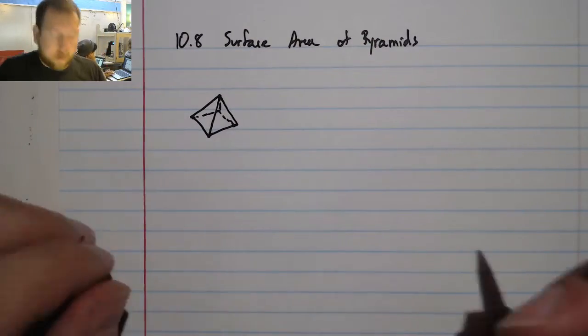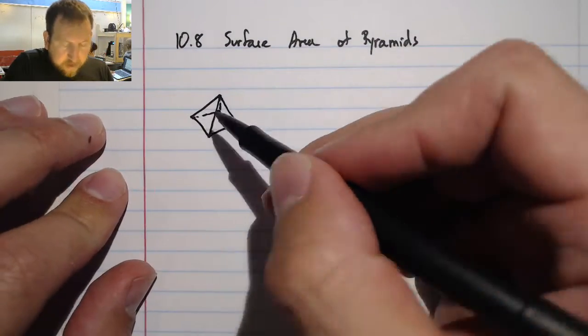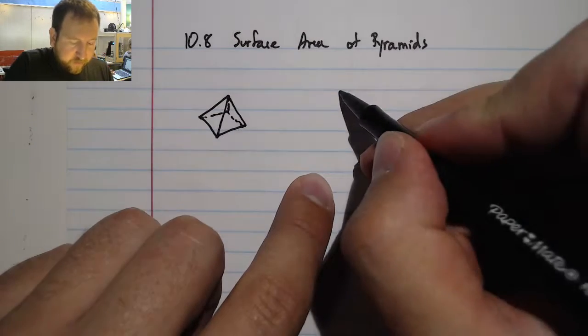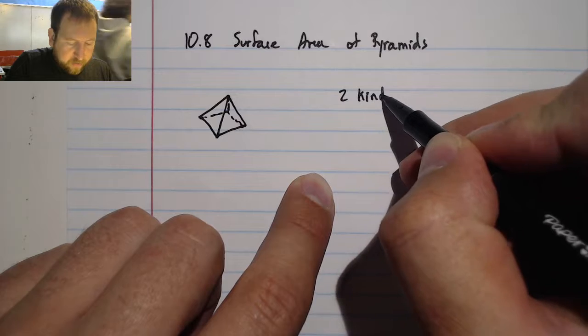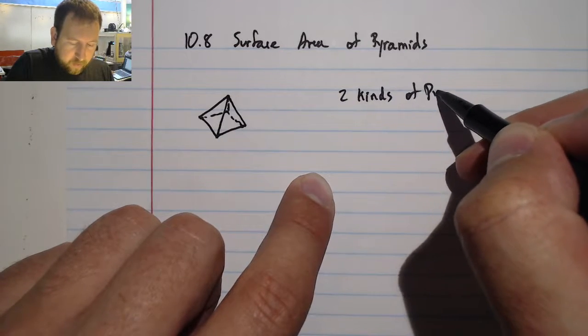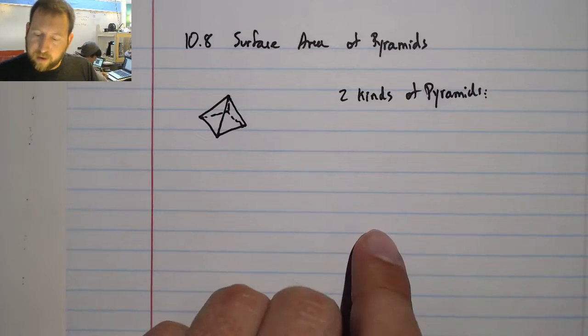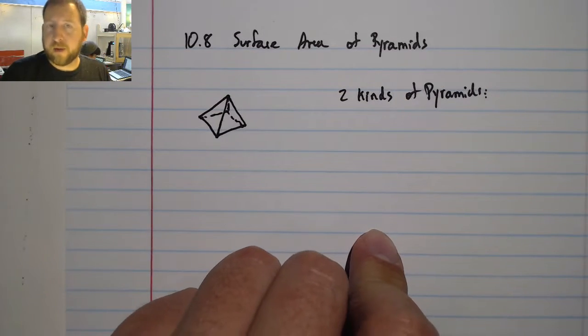And remember that a pyramid has a base down at the bottom, and then it has 4 triangles that kind of lead up to a point. We have 2 different kinds of pyramids. We have ones with a square base, and we have a rectangular base.